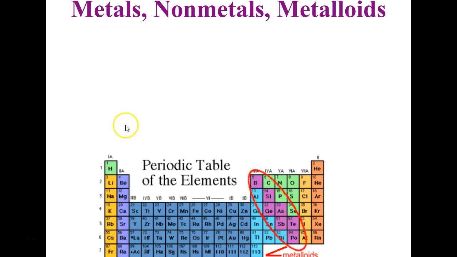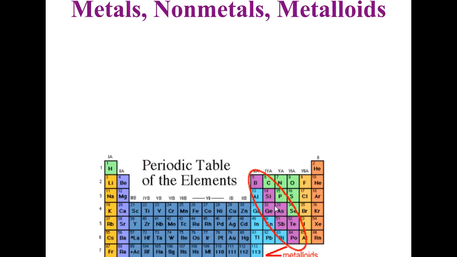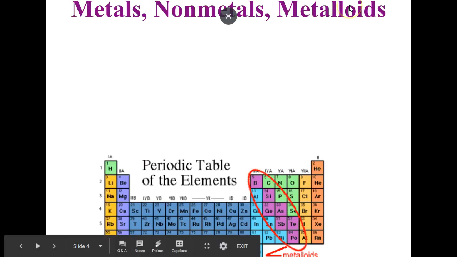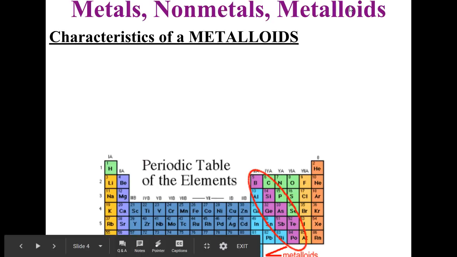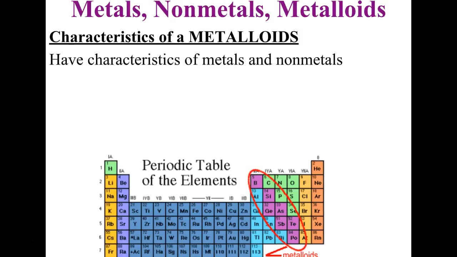So now we're going to talk about the metalloids. This is our last category. Metalloids are the elements here in purple. They share unique characteristics. They kind of behave like metals in some cases, but they aren't really metals. That's why they're called metalloids. So here's the characteristics of metalloids. They have characteristics of metals and nonmetals.